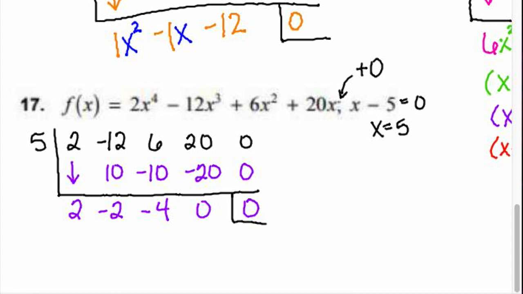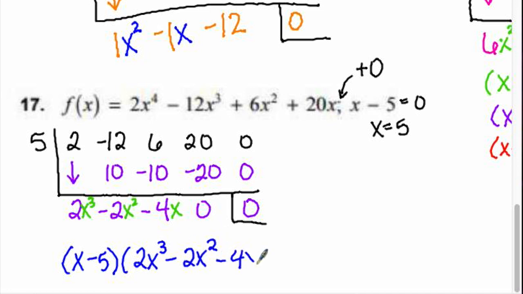Now the nice thing about putting your placeholders in on this one is that your exponents are not going to get off when you're adding in your variables. So this is a remainder. This would be your constant of 0. So this would be your x squared, and your x to the third. So again, for this problem, we have shown that x minus 5 is a factor because we got a remainder of 0. So we know that x minus 5 times 2x cubed minus 2x squared minus 4x, if I was to multiply those back together, would equal this f of x function we have here.